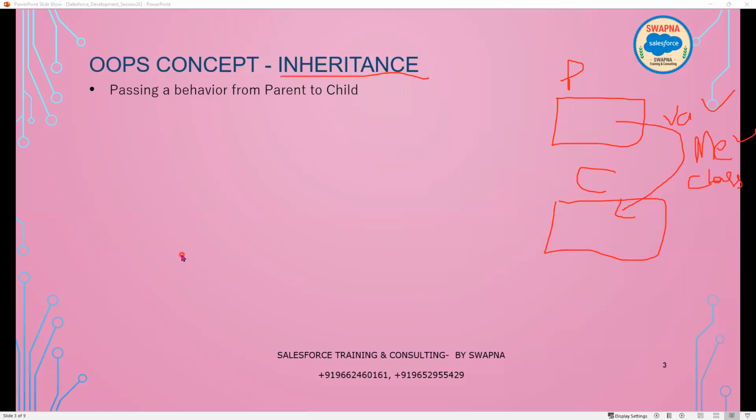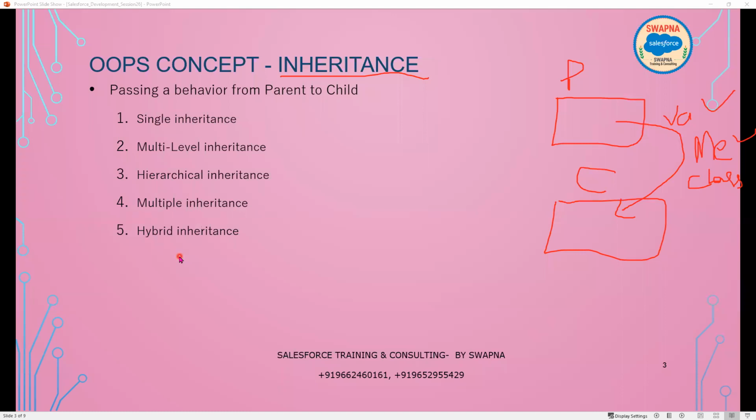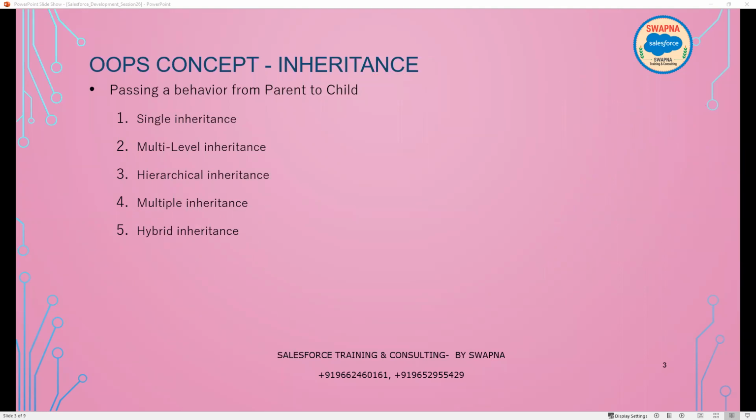There are different types of inheritance. In general, there are 5 types of inheritance: single, multi-level, hierarchical, multiple, and hybrid inheritance. Now, what are the differences between the 5 types of inheritance?